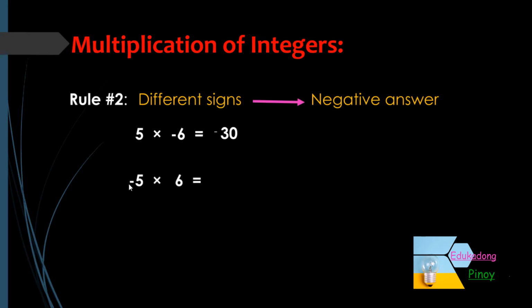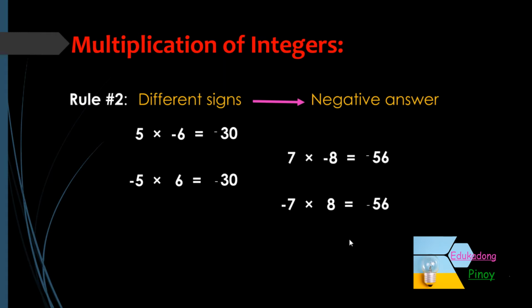So kahit balibaliktarin mo yan, no? Halimbawa, yung 5 yung negative naman, and 6 is the positive integer, the answer will still be the same. That's negative 30. Then another example, 7 times negative 8. The answer is negative 56. And the other way around, kung yung multiplicand naman natin yung negative, that's negative 7 times 8. Again, kahit walang sign, it's a positive number. The answer will still be negative. So in this case, it's negative 56.